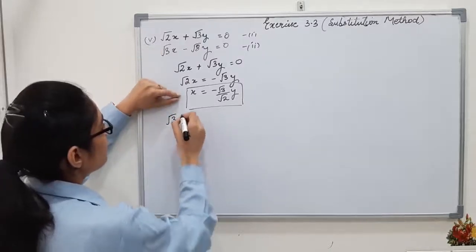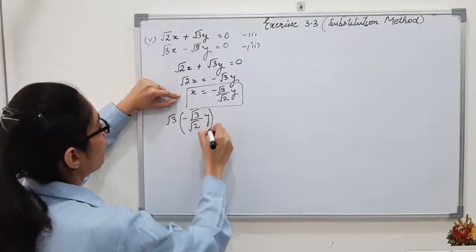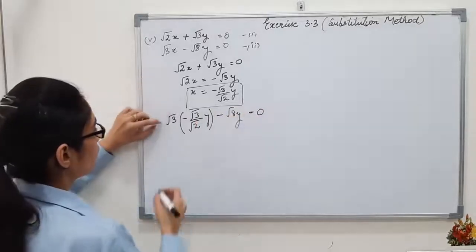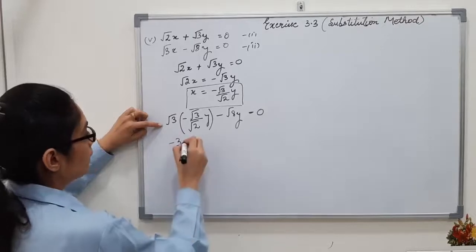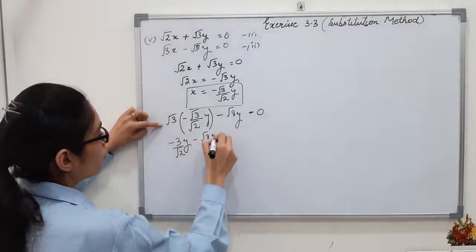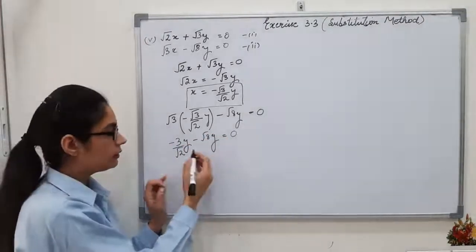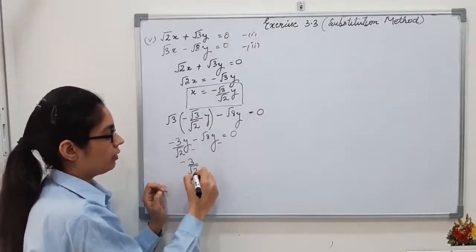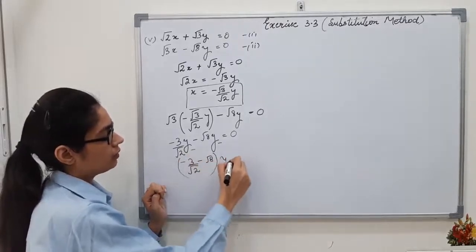Root 3. So x is root 3 by 2 y minus root 8 y is equals to 0. Root 3 into root 3 will be 3 by root 2 minus root 8 y is equals to 0. In both the terms I can see y is there, so I will just take out y as common. So I'll write this thing as this.